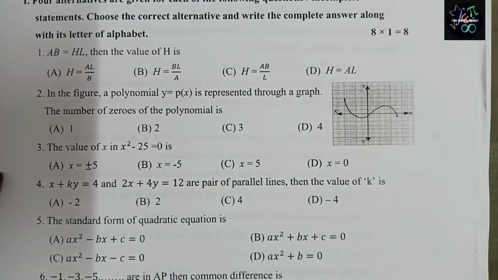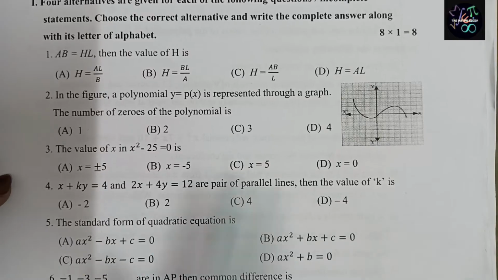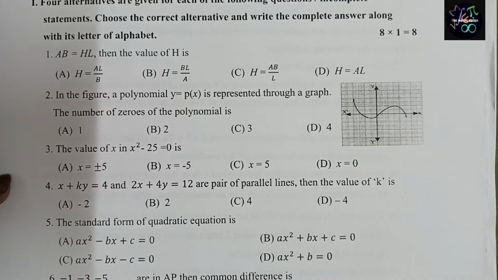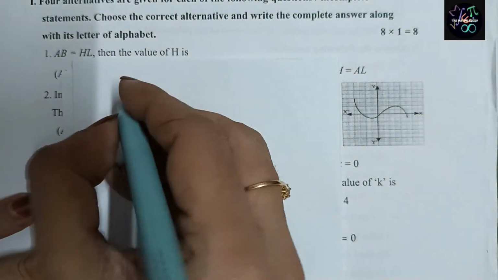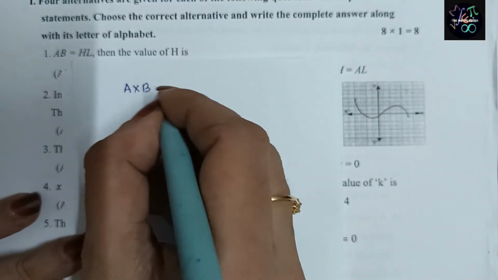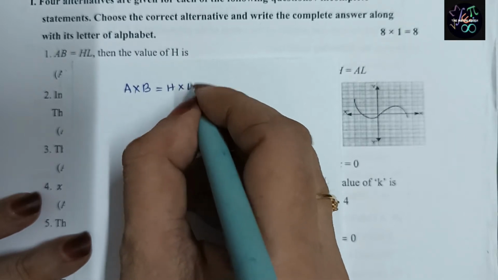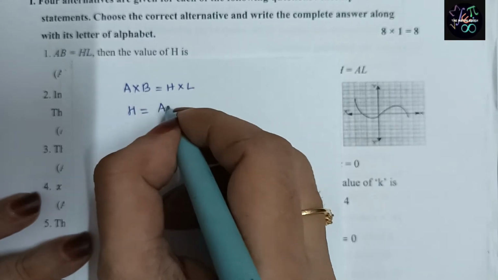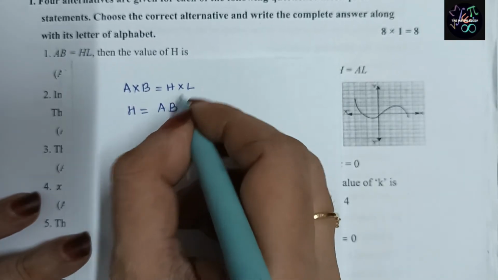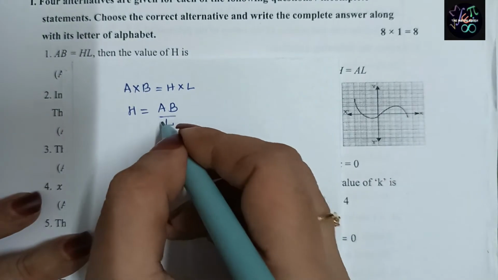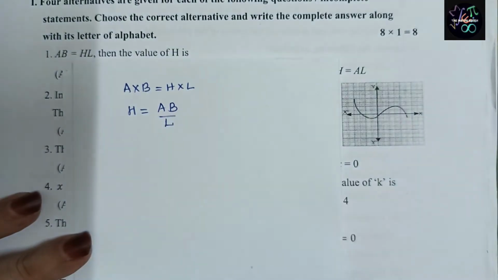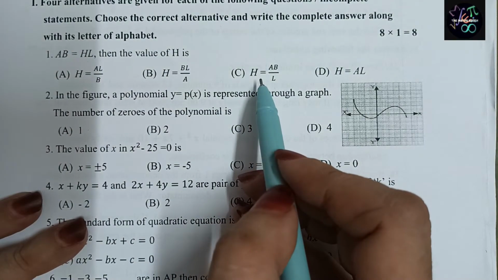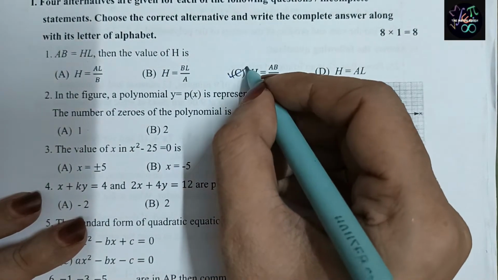So the first question here is: AB is equals to HL, then the value of H is. AB is nothing but two alphabets. Here I'll solve. A into B is equals to HL, which is nothing but H into L. The value of H is equals to AB upon L, multiply will become divide. Let us see which is the correct option here. Option C is correct. H is equals to AB upon L. So this is the correct answer.